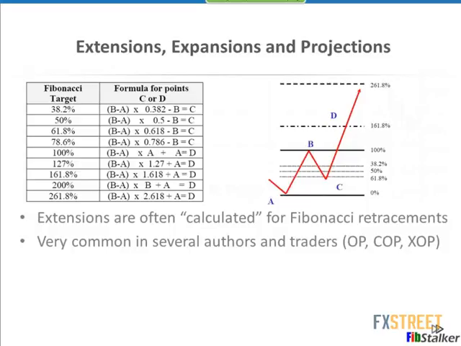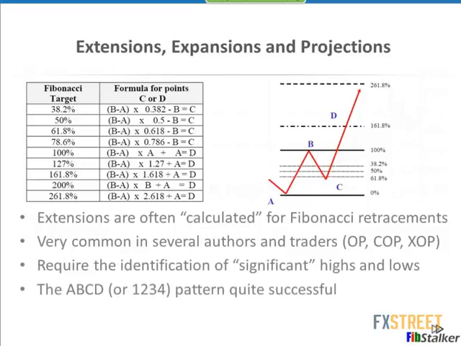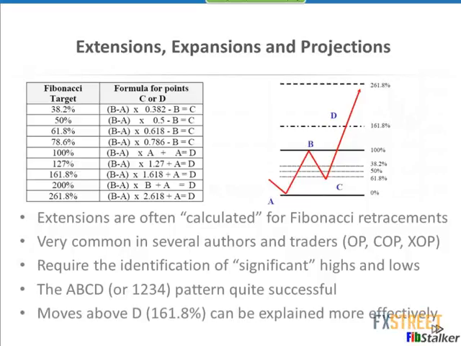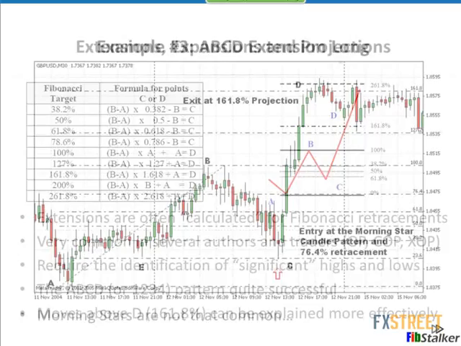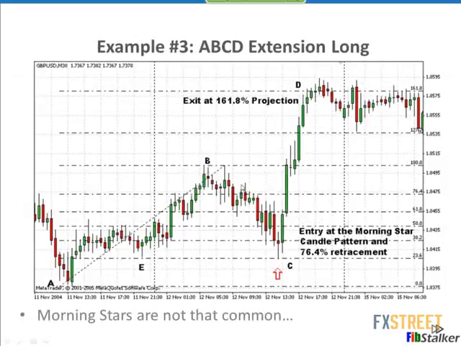There are some levels that are also mentioned by other authors and traders, like the Napoli levels, so the OP, COP, XOP, and the XOP actually corresponds to the 161.8%. There are other patterns that are believed to be very strong, like the A, B, C, D or 1, 2, 3, 4 pattern, but actually they suffer from the same problem, because we always need to time the C here. So again, in this example, we have multiple examples of failure.